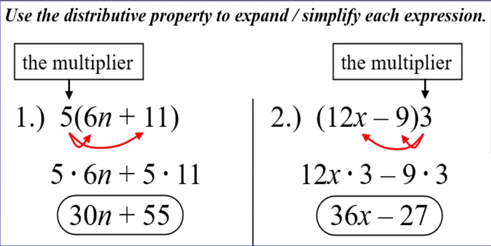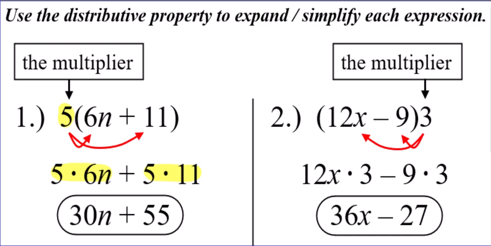Now, if that still doesn't make sense to you, I have four examples already done for you. Let's take a look at these right now. Problem number one. Do you see who the multiplier is? Well, I already have it labeled for you, but the number that is sitting outside of parentheses, right next to the parentheses with nothing in between, that is the multiplier. We're going to multiply that to not just the 6n, but we're also going to multiply it to the other term inside of the parentheses, which was the 11. 5 times 6n, 30n. 5 times 11, 55.